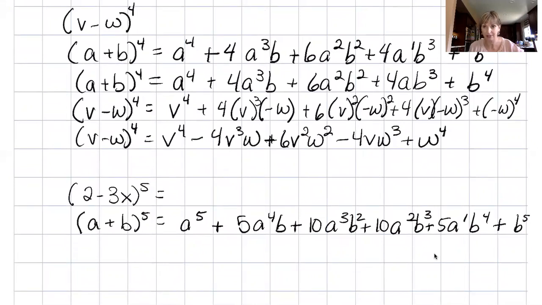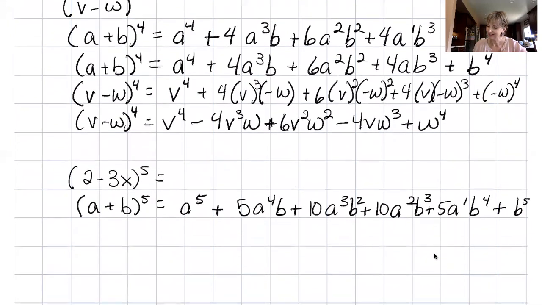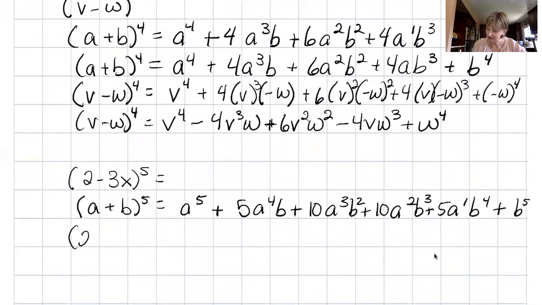Wow, that was easy. So easy, right? We didn't have to do all those (a + b) times (a + b). Now we're just going to substitute in 2 for a and negative 3x for b, and then simplify.